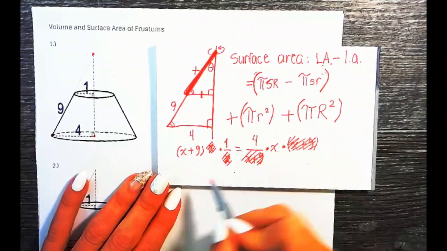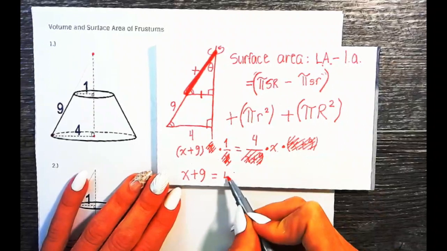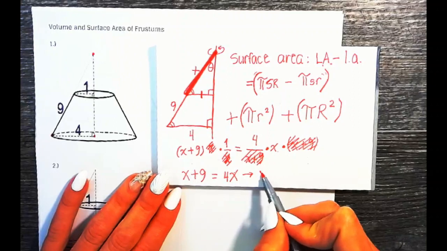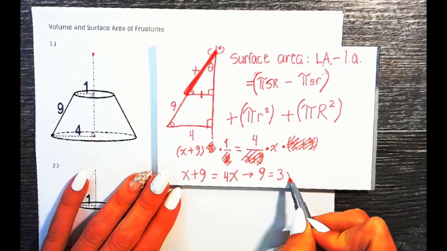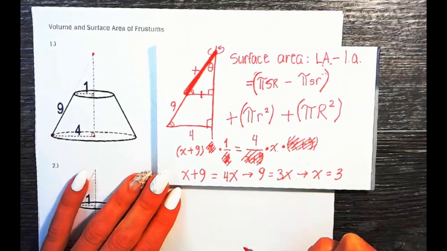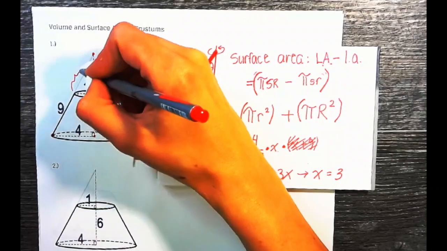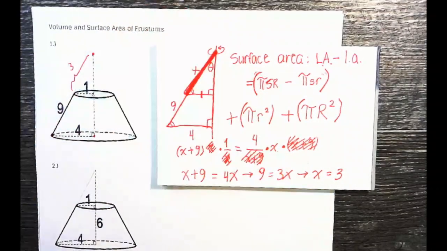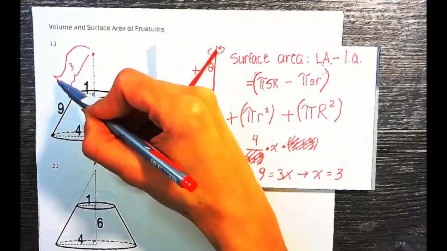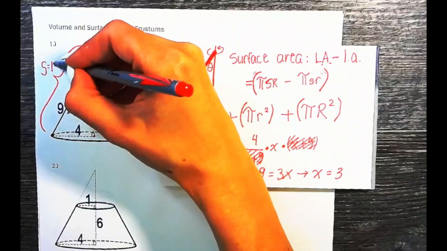X plus 9 times 1 is just x plus 9. 4 times x is 4x. Subtract x from both sides, and you'll have 9 equals 3x. Divide by 3, x equals 3. Nice. So 3 is the length right there. That means this whole entire slant is 3 plus 9, or 12.